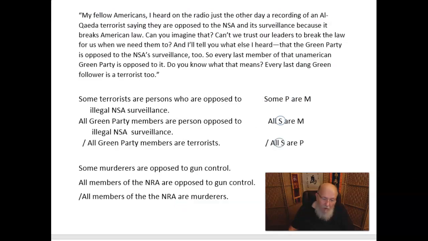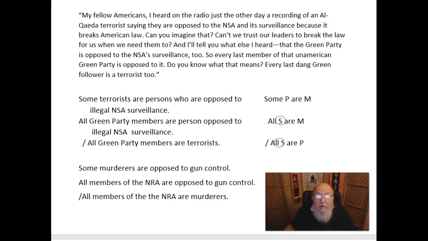Undistributed middles will often suck people in and confuse them if they're not paying attention. It's one of the favorite tactics of the wild beasts out there when they want to make somebody guilty by association. Of course, they won't lay it out for you in standard form to analyze, but you have to use logic to see through it. Here's what I heard somebody say on talk radio the other day. Well, actually, a few years back.